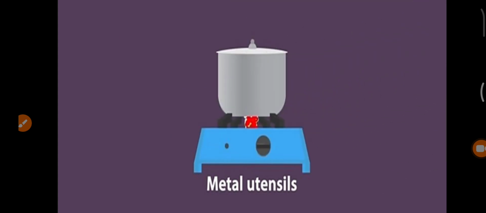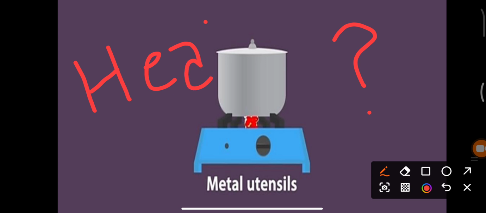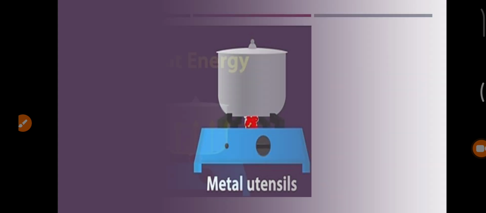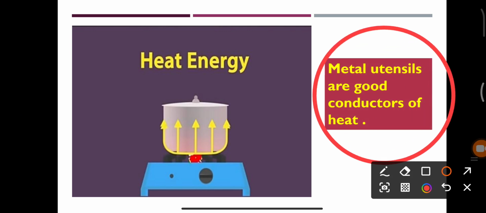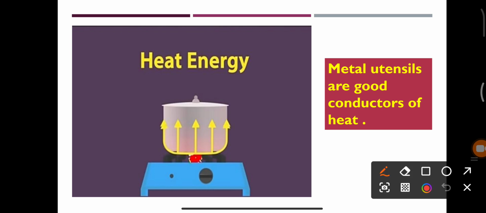Metal utensils are used for cooking, right? Why do you think they are used for this purpose? Which energy do we need to cook food? Yes, heat energy. We need heat energy to cook food, and metals are good conductors of heat. They help transfer heat evenly to the entire surface and provide even heating.